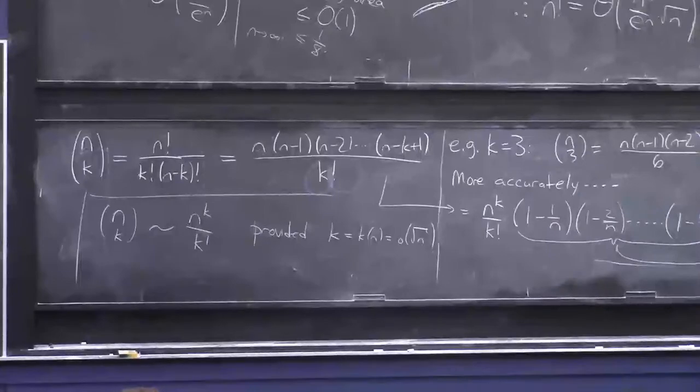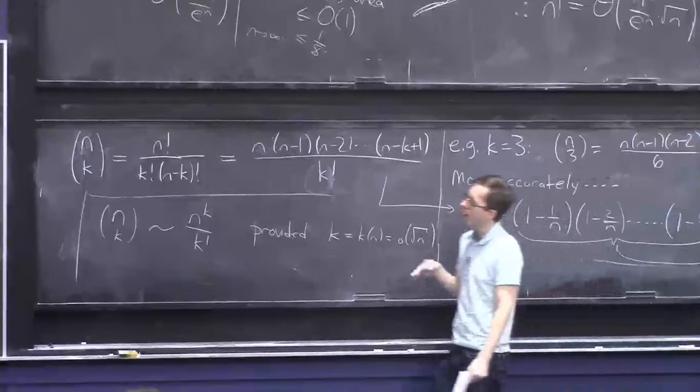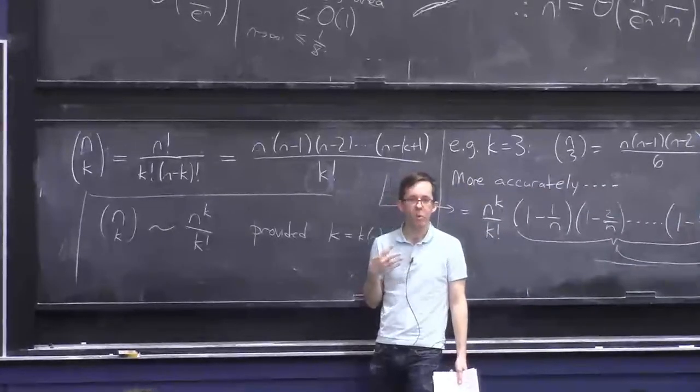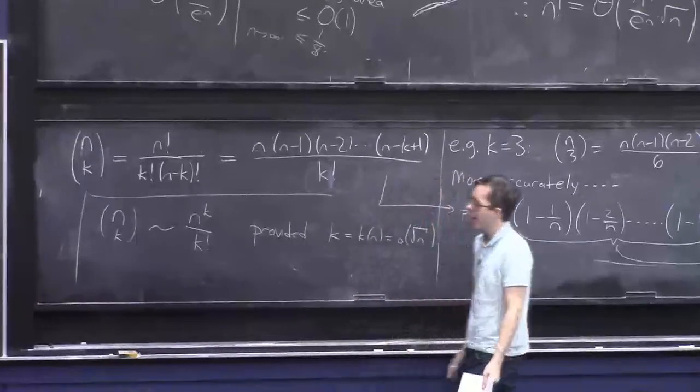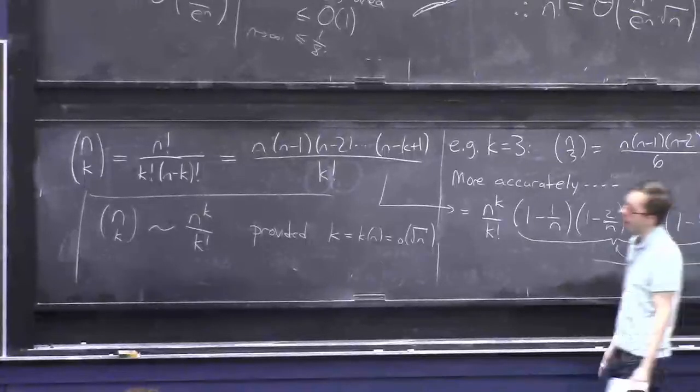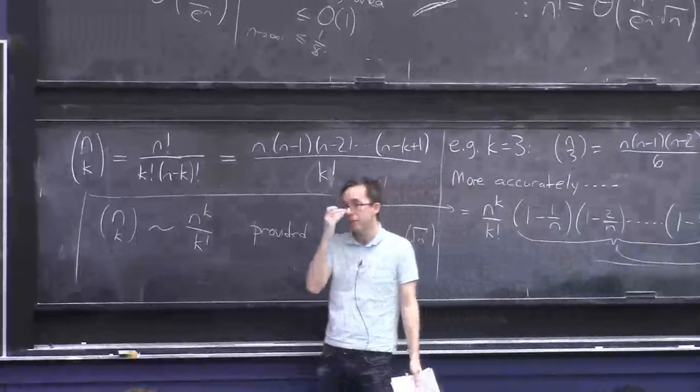Now, what if k is not smaller than root n? Turns out that it's actually kind of tricky and interesting. So for most of the rest of the class, I'm going to jump up to worrying about the case when k is proportional to n. So k is like maybe 0.1 times n. And part of the reason for that is, as I said, it's a little tricky. To understand the exact asymptotics, there's infinitely many different formulas.